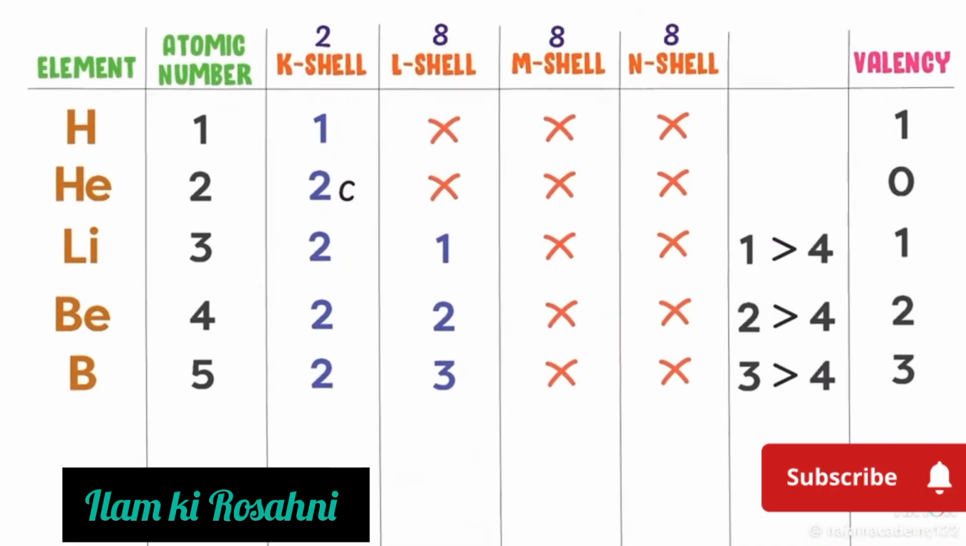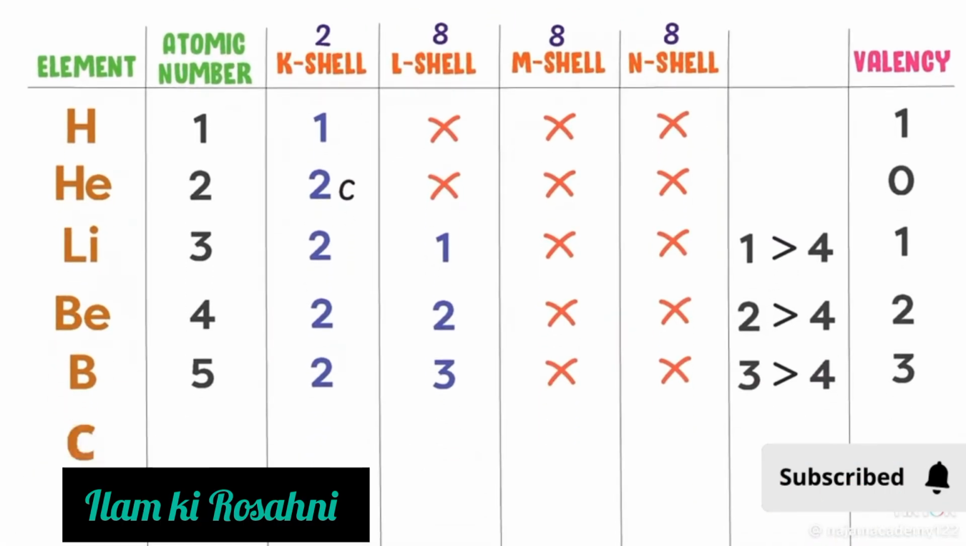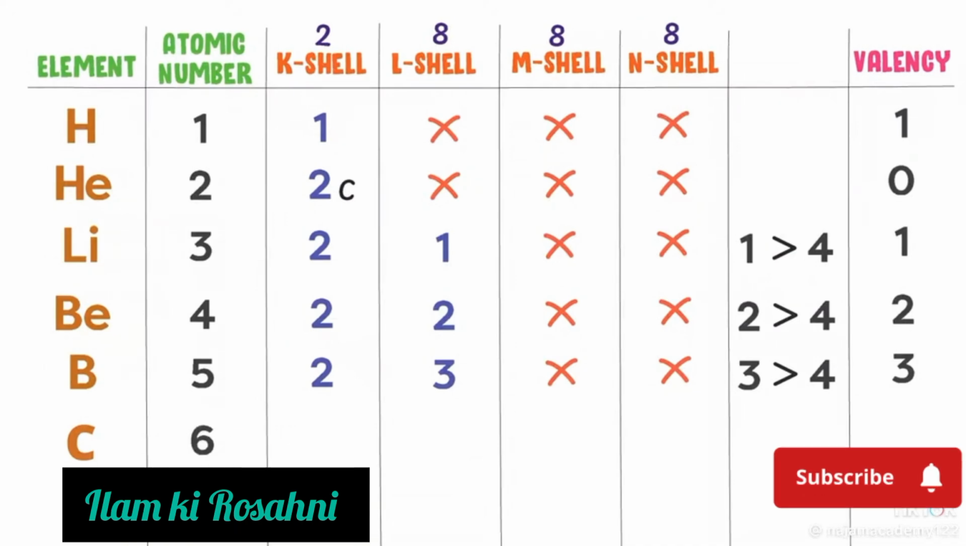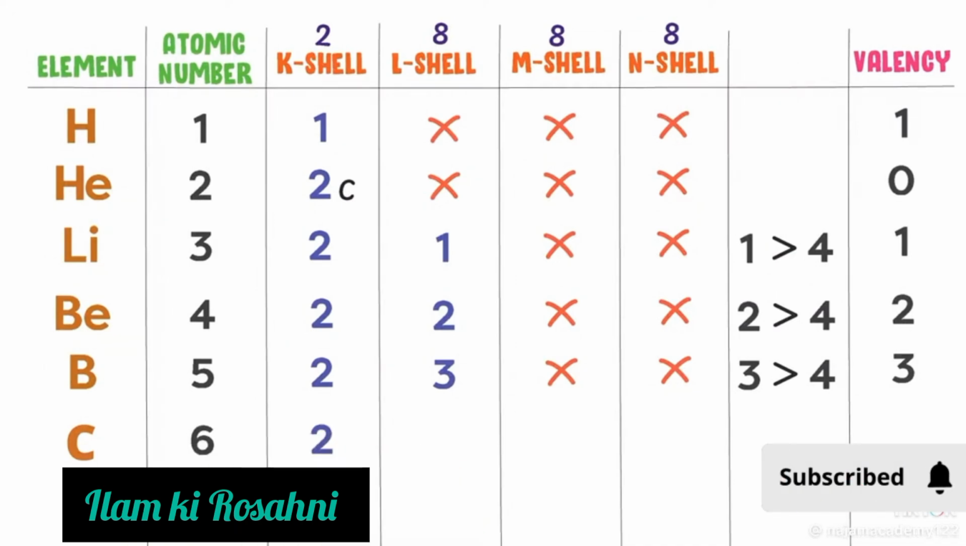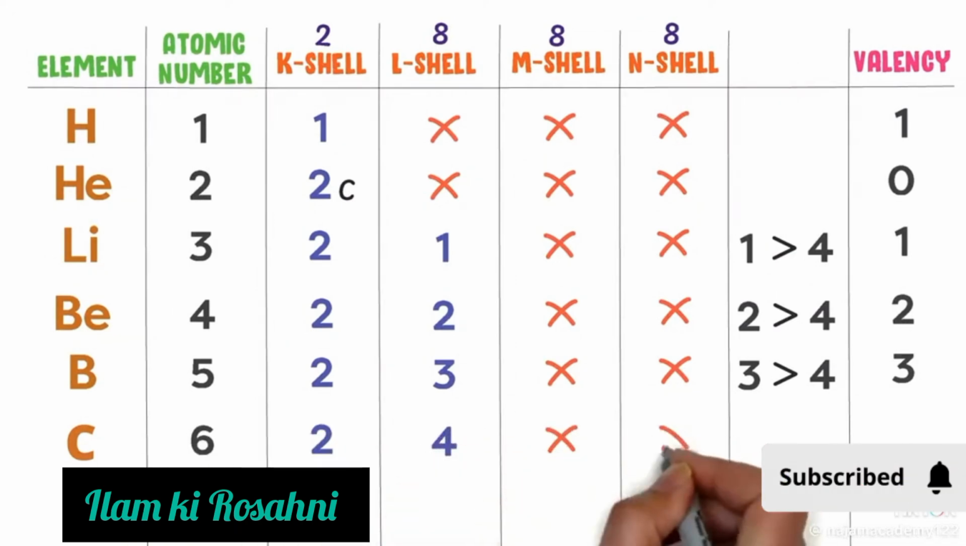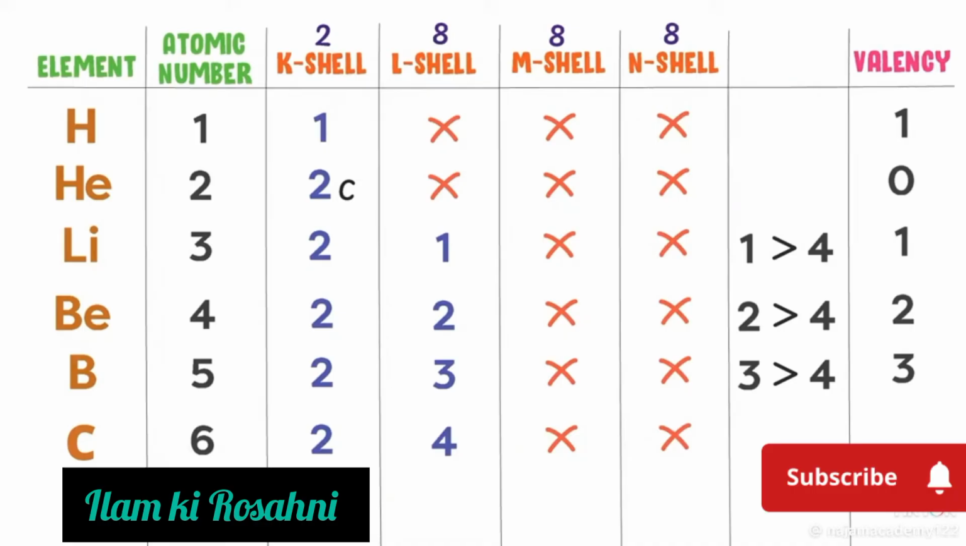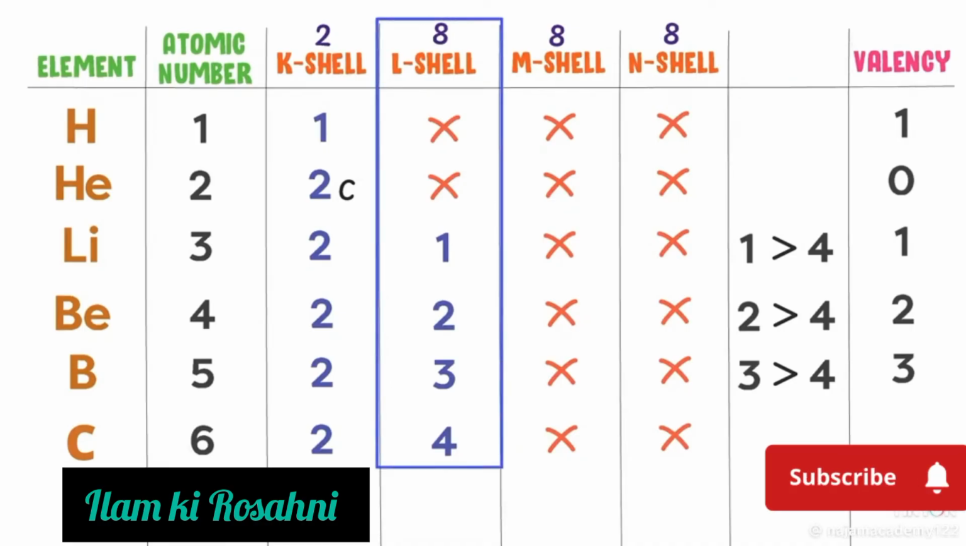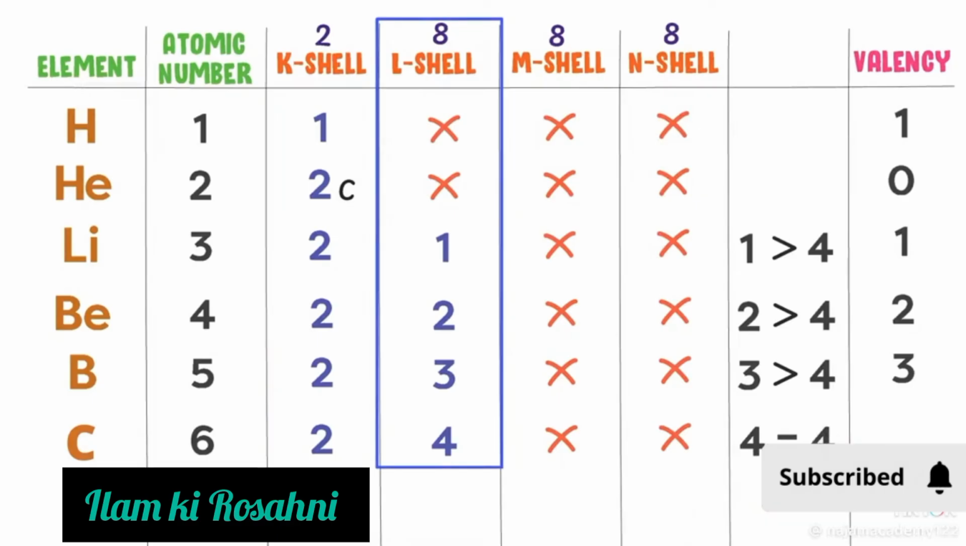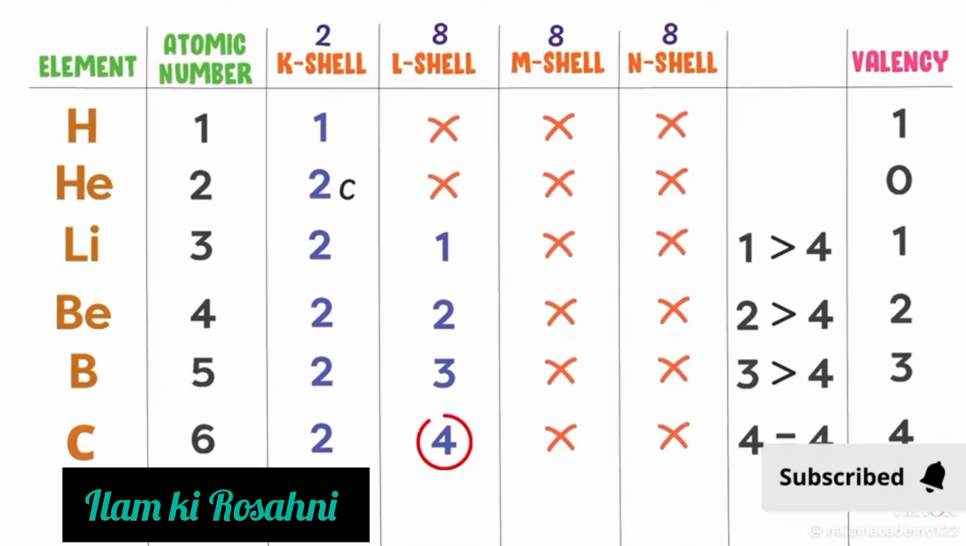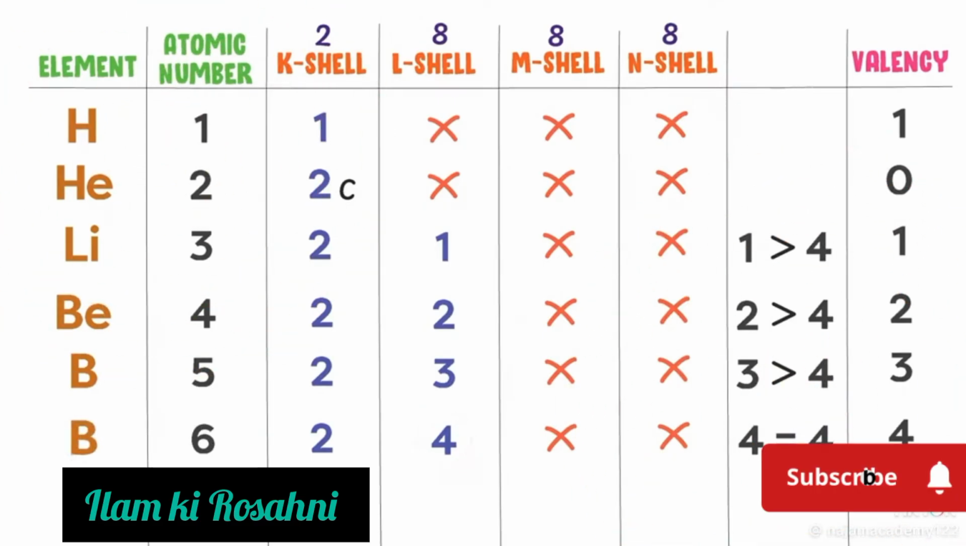The sixth element is carbon, and its atomic number is 6. There are 2 electrons in the K shell and 4 electrons in the L shell of carbon. The outermost shell of carbon is L shell. Here 4 is equal to 4, so carbon needs 4 more electrons in L shell to attain stability. Thus the valency of carbon is 4.